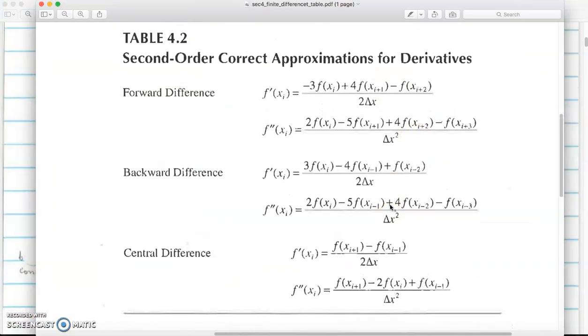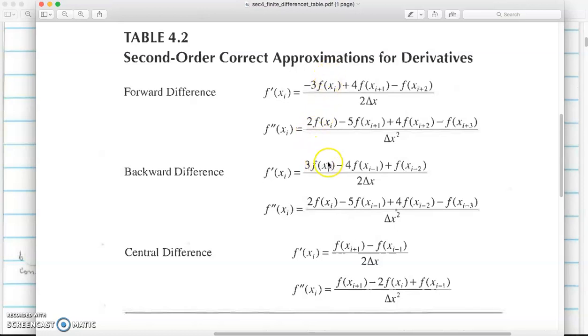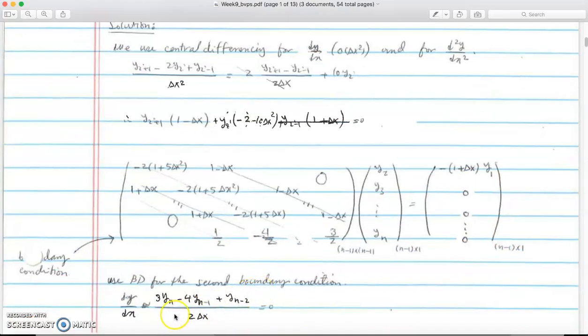If you go to this table, that's the second order approximation, the same table we used for central difference, but now we're going to use the backward difference form for the first derivative, which is this formula: 3 minus 4 plus 1, divided by 2 delta x. Indices go from i to i minus 2. And I have the same thing here. Indices go from n to n minus 2.